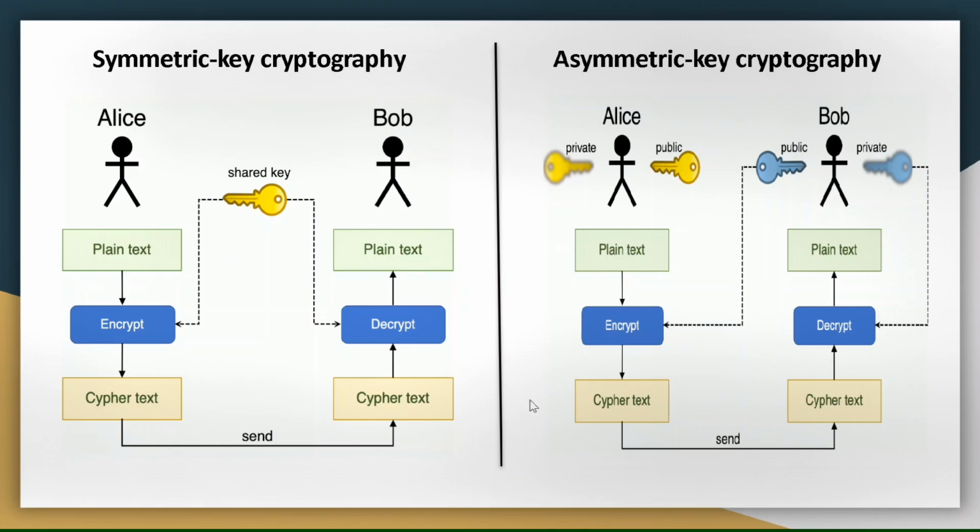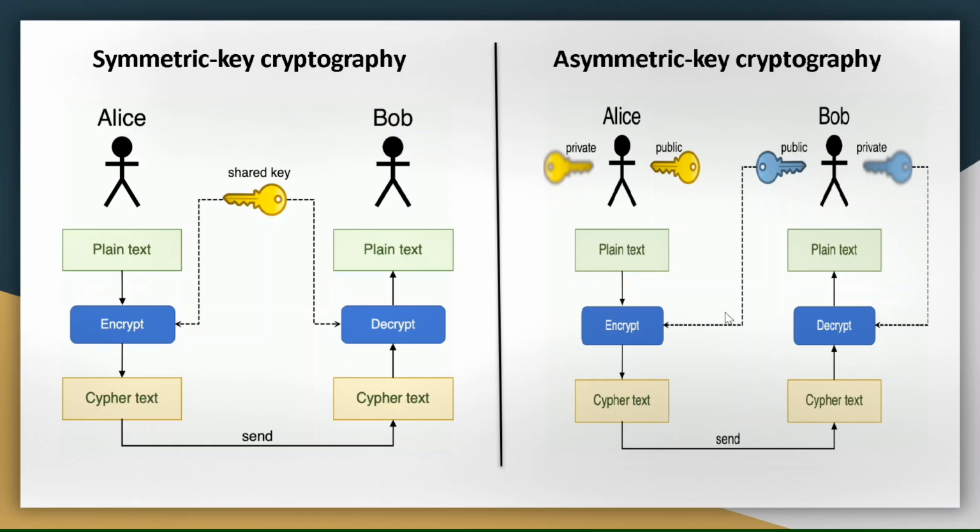Then in asymmetric cryptography, we can see that every sender and receiver is accompanied by a private and public key. For example, Alice will use Bob's public key to encrypt the data. After the ciphertext is generated, it will be sent to Bob, and Bob will use his private key to decrypt the data. So this is asymmetric cryptography.